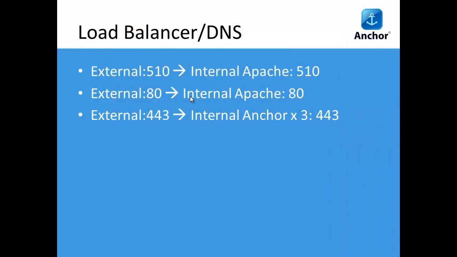All right, so let's talk about those mappings now. The way the mapping should work for the load balancer or DNS server is that any connections that come to the load balancer that are looking for port 510 should be mapped to the internal Apache server on port 510. Any connections coming on port 80 should be mapped to the internal Apache server on port 80. And any connections coming to port 443 should be spread out across the 3 Anchor servers. So again, 510 to 510 on the Apache server, so server 2 in this case, 80 to 80 on the Apache server, server 2 in this case, and then you want to make sure to map external connections on 443 to all 3 Anchor servers.